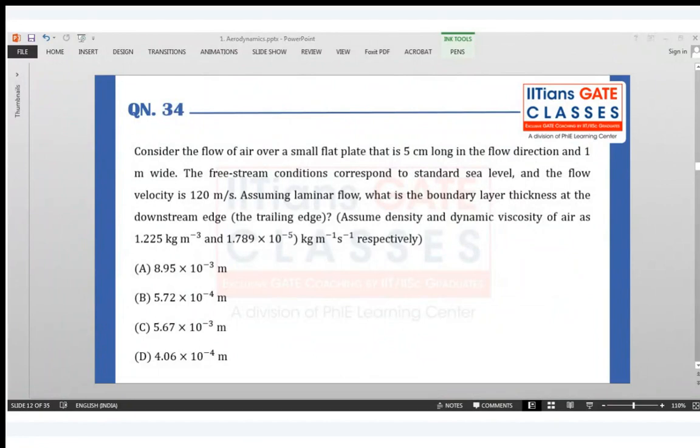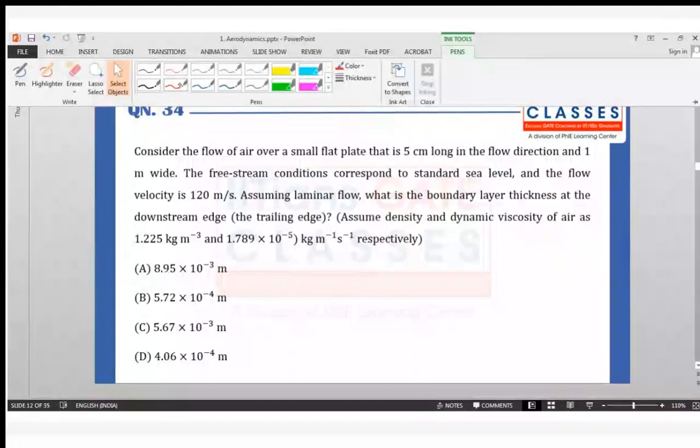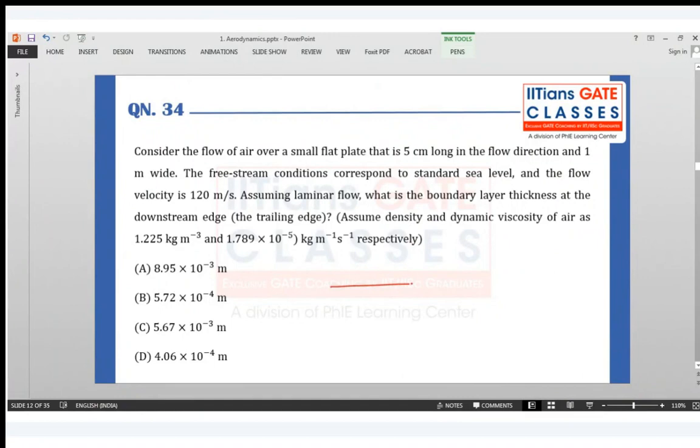Yes, so this is boundary layer over a flat plate. Let's look into the question. We have a flow over a small flat plate that is 5 centimeter long. So this is the plate, the length is 5 centimeter and 1 meter wide. So this is something like this. This is 1 meter and the length is 5 centimeter.